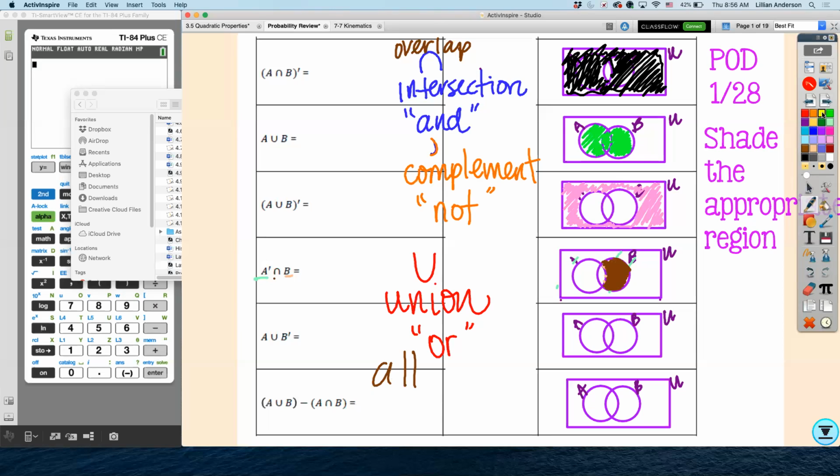For those who can't see that, here's A. Here's everything that's not in B. And it's the union. So that means everything that is shaded. So it actually would include the intersection as well. So it will be all of this, just not B.